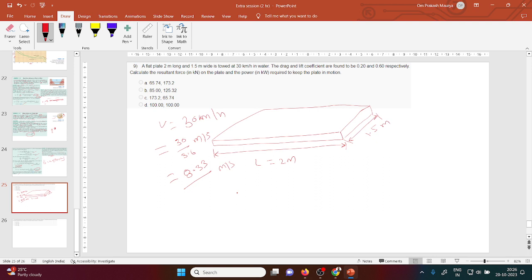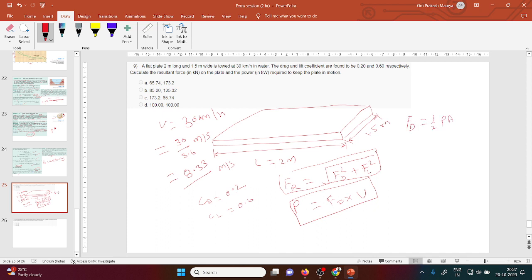Now the drag and lift coefficients are given. CD is given as 0.2 and CL is given as 0.6. Calculate the resultant force. And the power, that is FD into velocity. So these two things you need to calculate. You know the formula of FD.